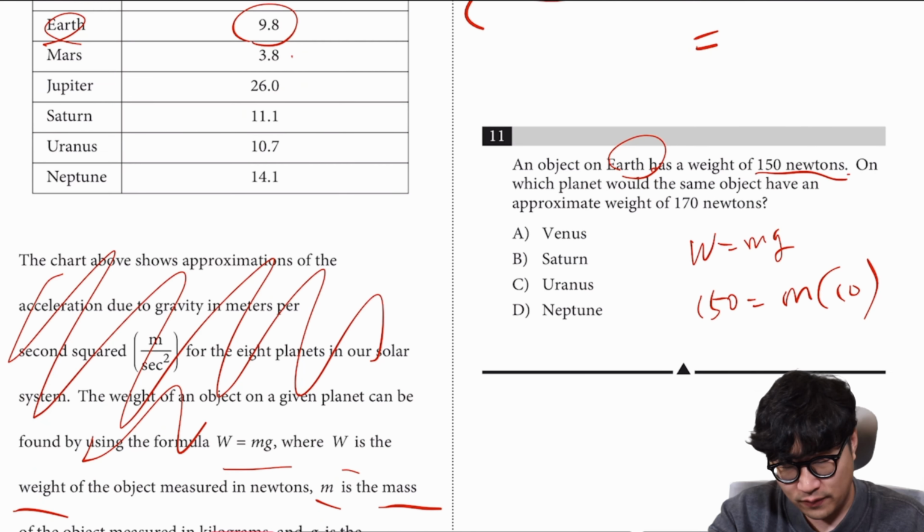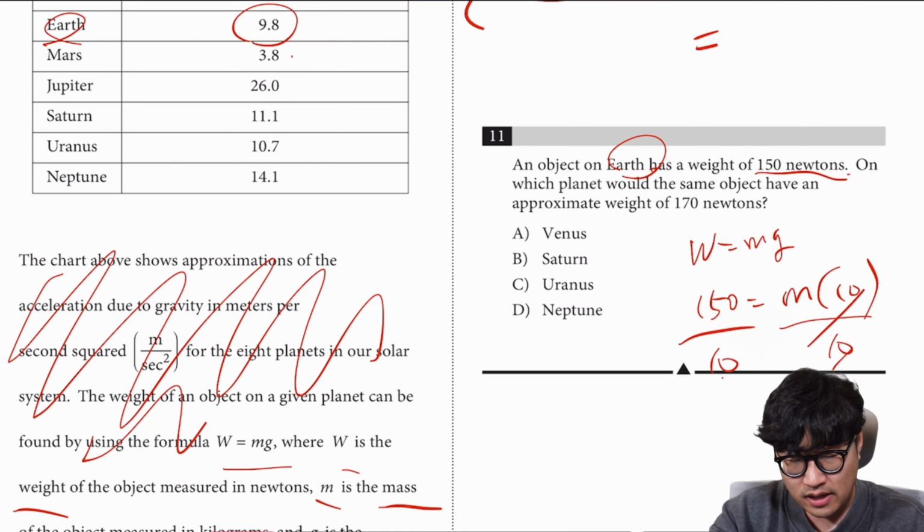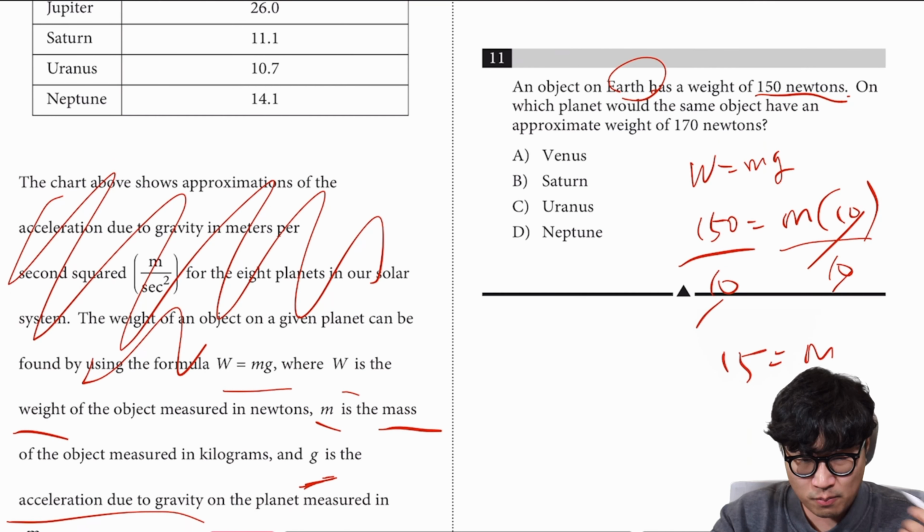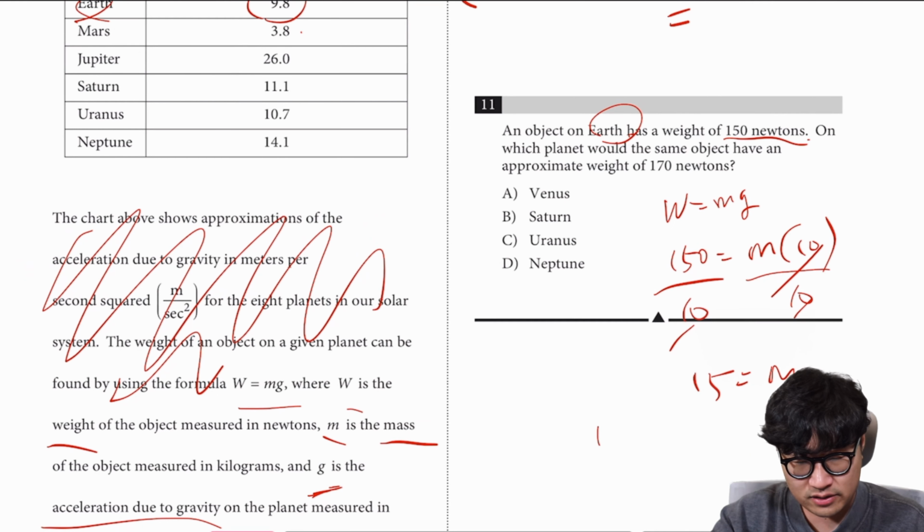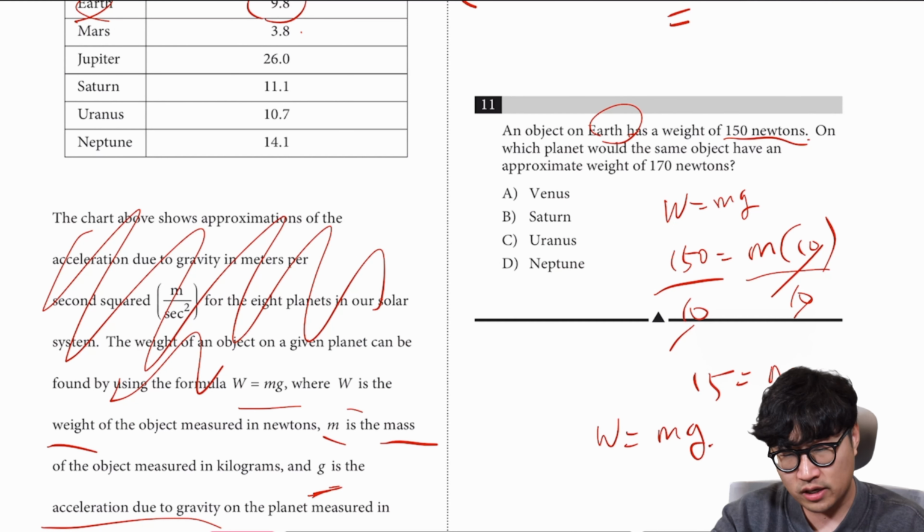You can use your calculator if you like. I'm not using it, so divide by 10. And m is equal to 15, right? Maybe a little bit more than 15, but it's okay. And then W is equal to mg once again. This time we're going to do, which planet was it again? I don't know what the planet is.